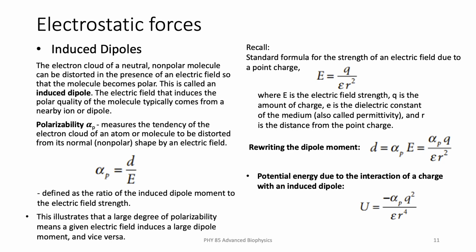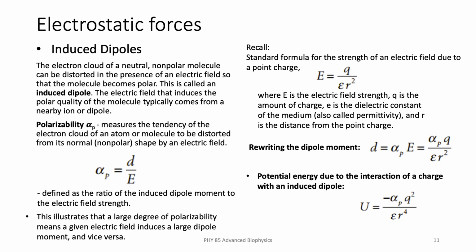Notice what this equation says. A large degree of polarizability means a given electric field induces a large dipole moment. A small degree of polarizability means the same given electric field induces a small dipole moment. Please take note that alpha sub p is the symbol for polarizability and not alpha as the angle between a dipole and a point charge.